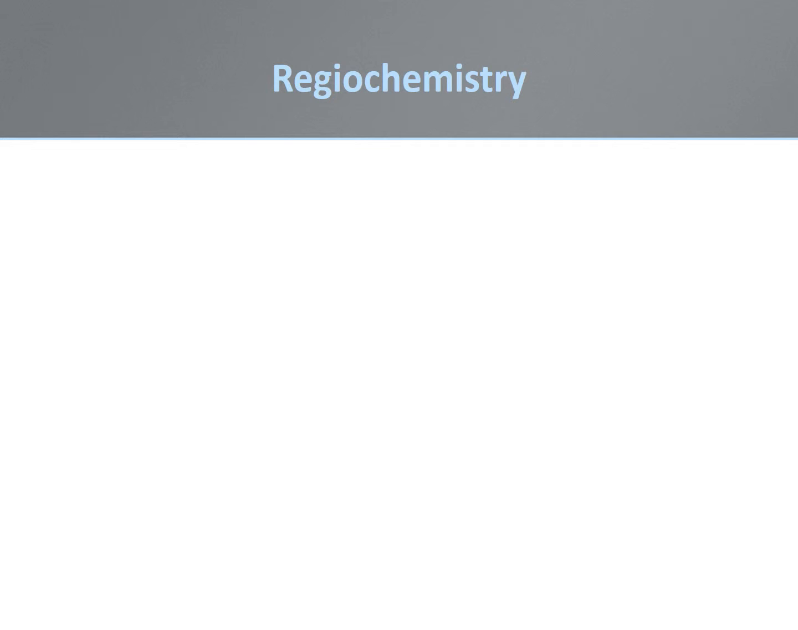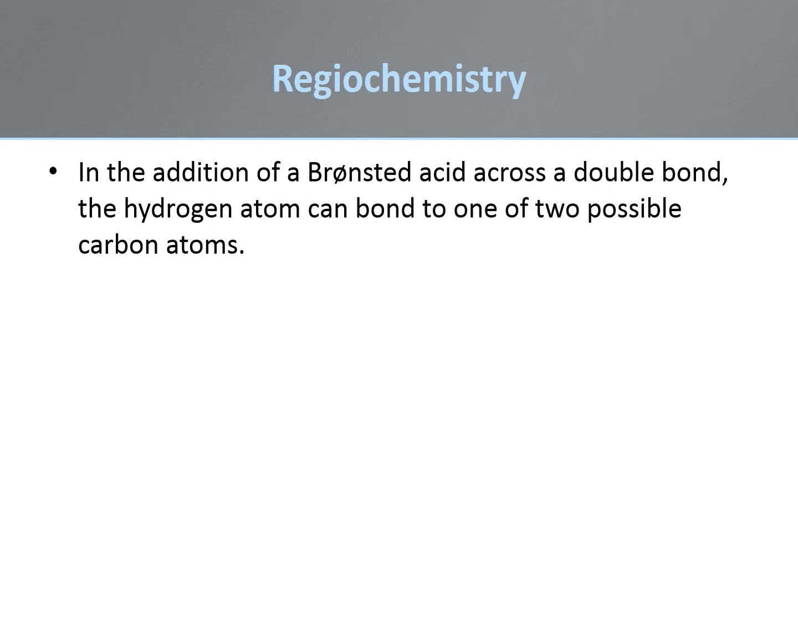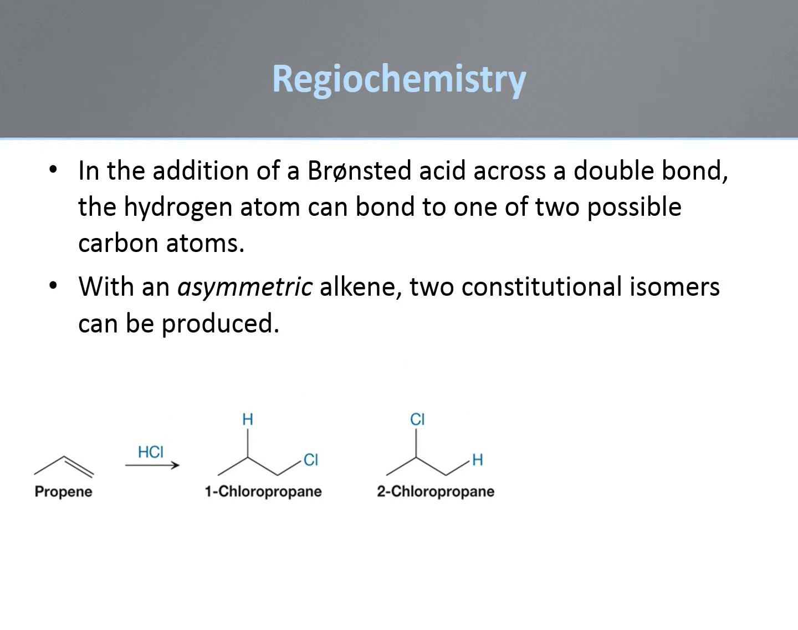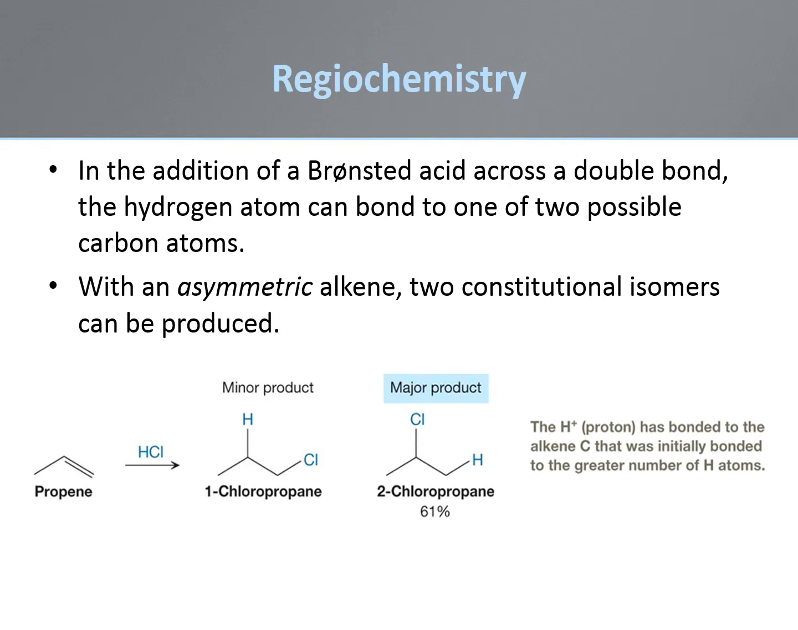When asymmetrically substituted alkenes undergo electrophilic addition, two products are possible. For example, when propene is reacted with hydrogen chloride, 1-chloropropane and 2-chloropropane are produced. 2-chloropropane is the principal product in the reaction. In the major product, the hydrogen has added to what was the 1 position in the starting propene.